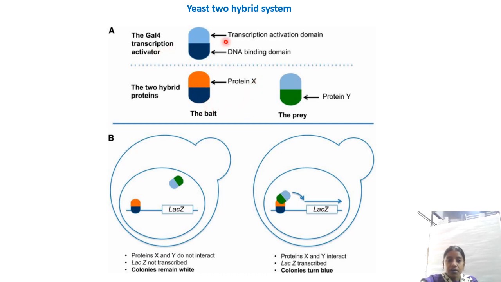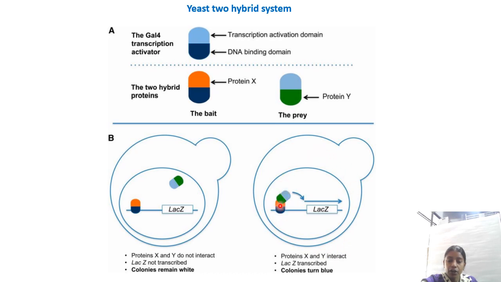the reconstitution of the function of this Gal4 is going to happen. Because the protein X and Y are now interacting, these domains are going to be in close proximity, and the reconstitution of the Gal4 transcriptional activator occurs. So this functional Gal4 forms due to the interaction of the protein X and Y, in this case.